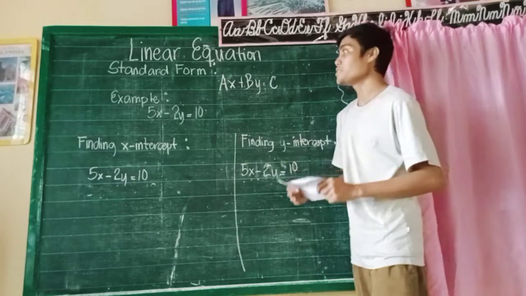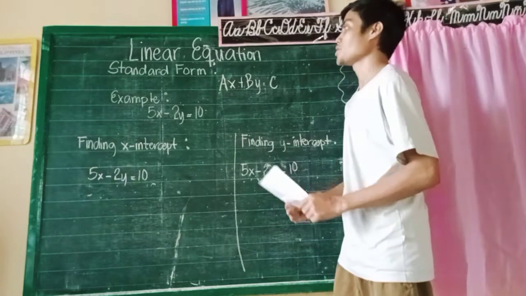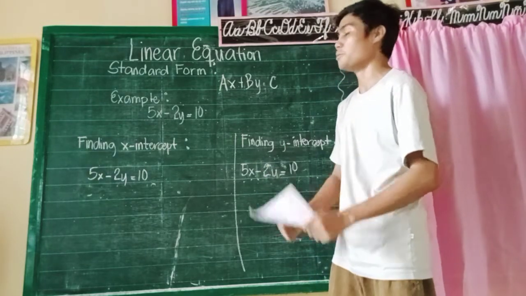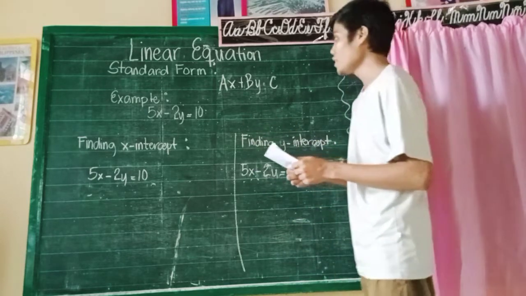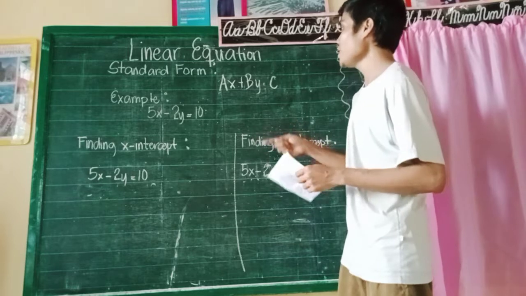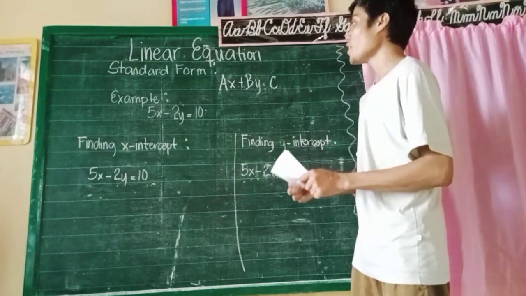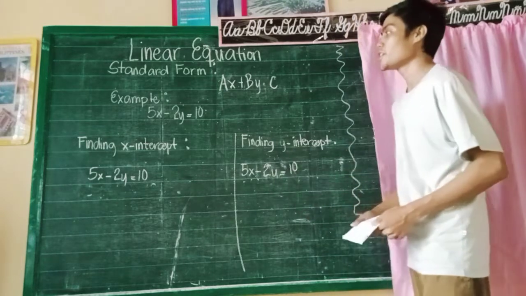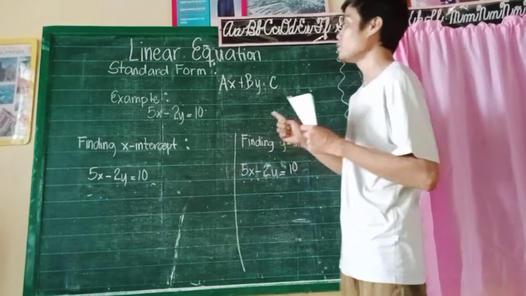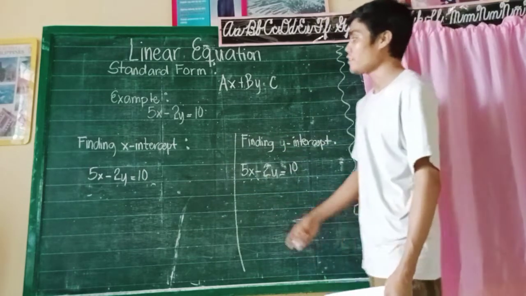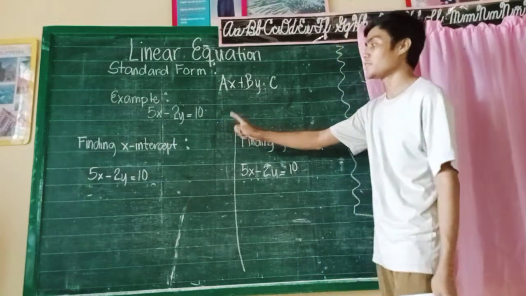Good day everyone. So here I am going to discuss linear equation in a standard form, Ax plus By is equal to C. In this form, A, B, and C are constants, while x and y are variables. I have given an example of an equation here in a standard form: 5x minus 2y is equal to 10.